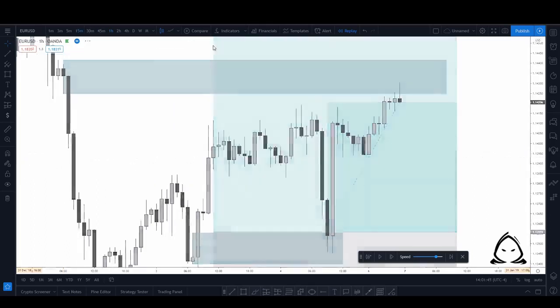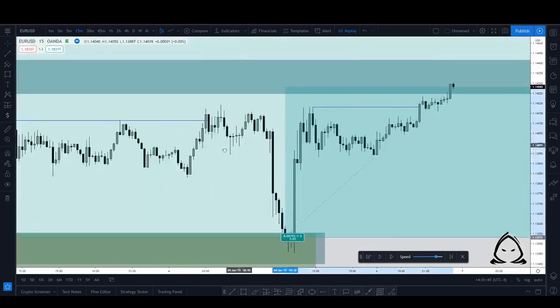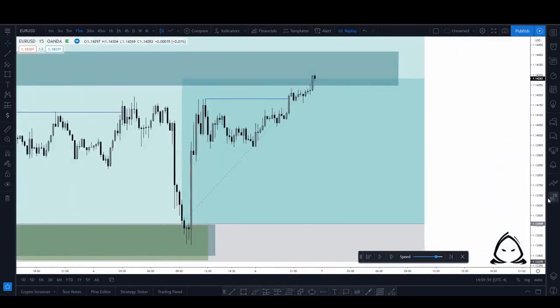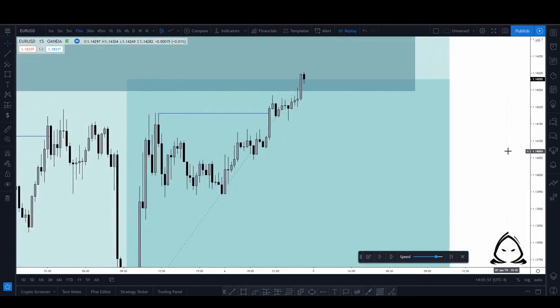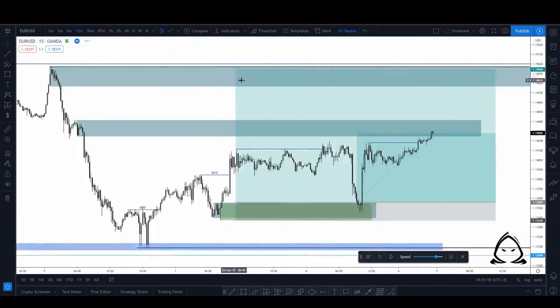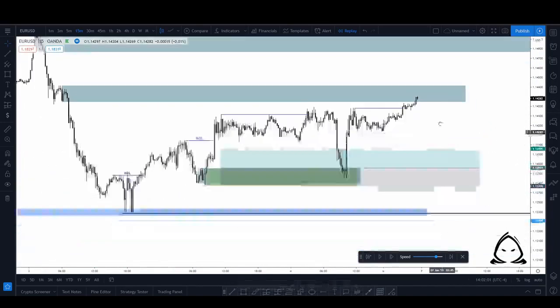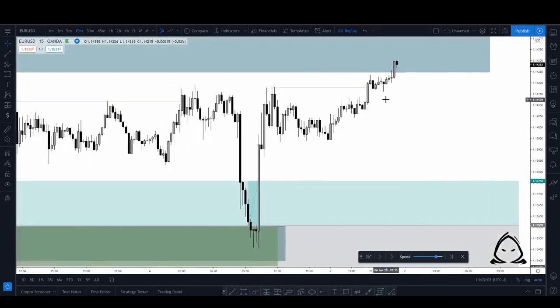If we go down to the 15 minutes and see if there is any possibility of looking for a potential scale in, let's see if there is any potential for that. And what I'll also do is move this out of the way so that we can actually see the price action.